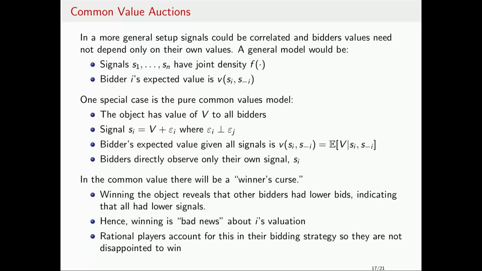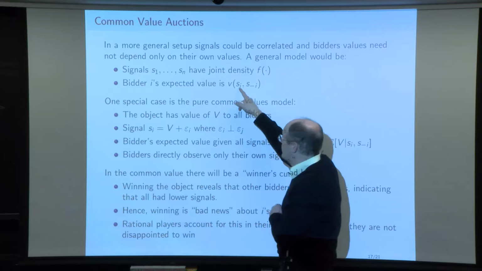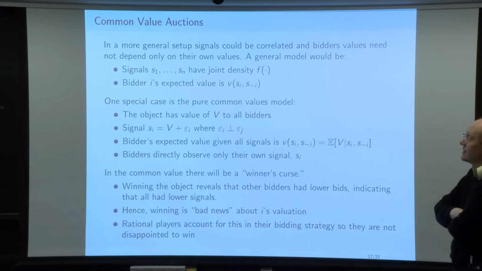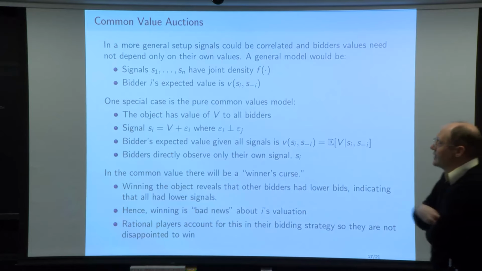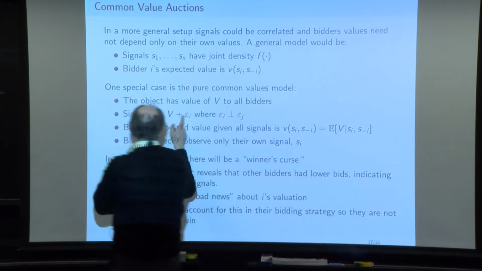Okay, so then the final theory topic I'm going to do, I'll skip the next one after it, is common value auctions. A more general model of auctions is that your value depends on your signal and everybody else's signal. So imagine you have these signals that have joint density F, and your expected value depends on your signal and everybody else's signal. A special case of this is the pure common values model. So suppose the object has value V to all bidders, and we get signals which are V plus epsilon.